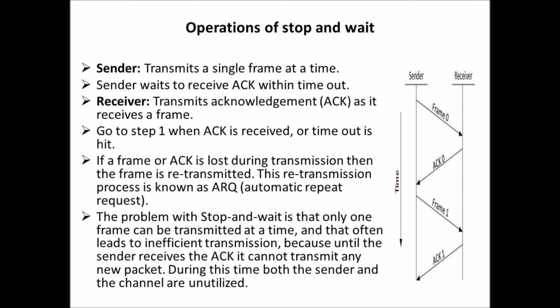If a frame or acknowledgement is lost during transmission, then the frame is retransmitted. This retransmission process is known as ARQ, that is automatic repeat request. The problem with stop and wait is that only one frame can be transmitted at a time, and that often leads to inefficient transmission because until the sender receives the acknowledgement, it cannot transmit any new packet. During this time, both the sender and the channel are unutilized.